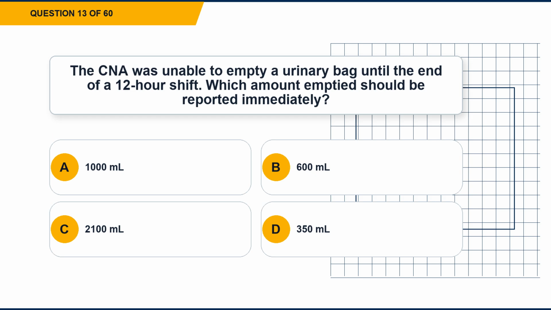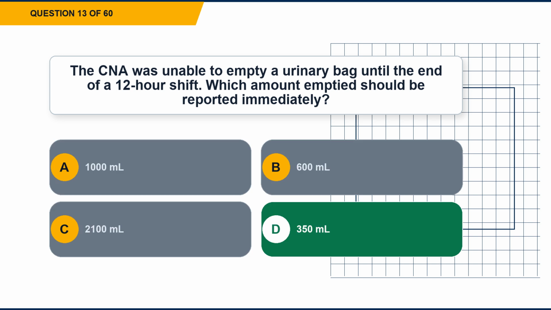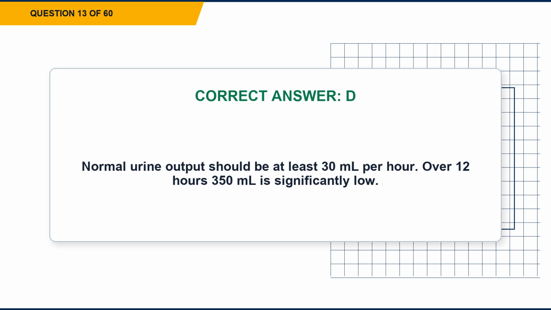Question 13. The CNA was unable to empty a urinary bag until the end of a 12-hour shift. Which amount emptied should be reported immediately? Option A, 1,000 milliliters. Option B, 600 milliliters. Option C, 2,100 milliliters. Option D, 350 milliliters. The correct answer is option D, 350 milliliters. Explanation. Normal urine output should be at least 30 milliliters per hour. Over 12 hours, 350 milliliters is significantly low.